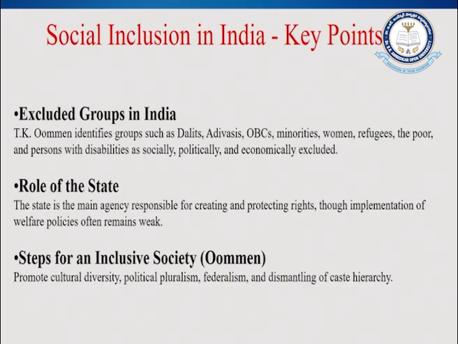Then according to Ambedkar, the steps for an inclusive society are to promote cultural diversity, political pluralism, federalism and dismantling of caste hierarchy. Though he has proposed such strong steps for breaking the social structure that leads to social exclusion, in reality we see it is quite a challenging task to implement these. You cannot have dismantling of the caste hierarchy in a day or in a snap. It is a long drawn process and it may have other impacts as well.